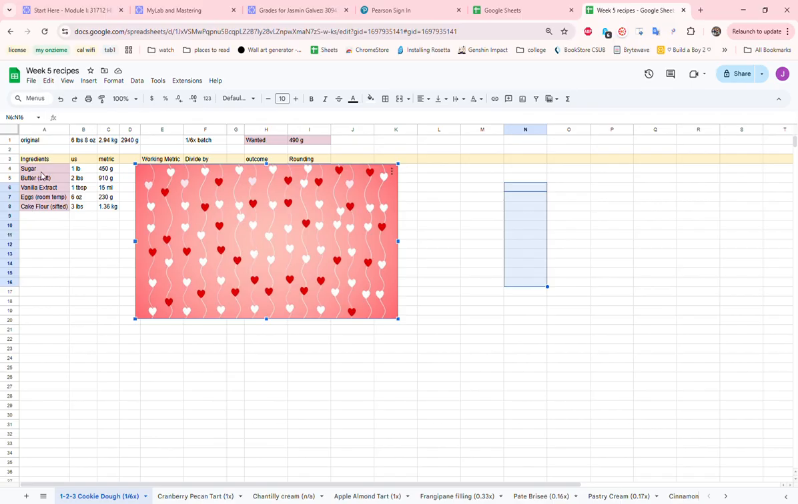So over here I wrote down the ingredients. The ingredients for the 123 cookie dough are sugar, butter, vanilla extract, eggs, and cake flour. The US weight given to us for these ingredients would be 1 pound, 2 pounds, 1 tablespoon, 6 ounces, 3 pounds. And the metric would be 450 grams, 910 grams, 15 milliliters, 230 grams, and 1.36 kilograms.